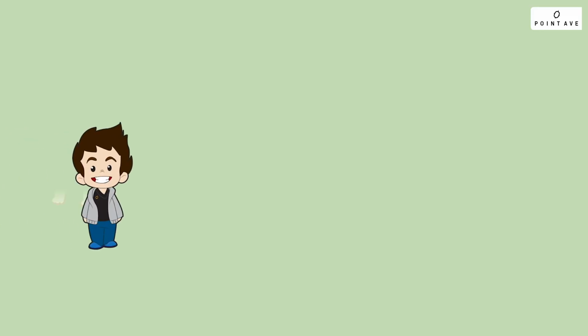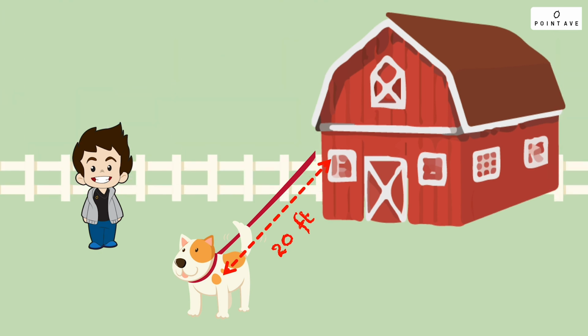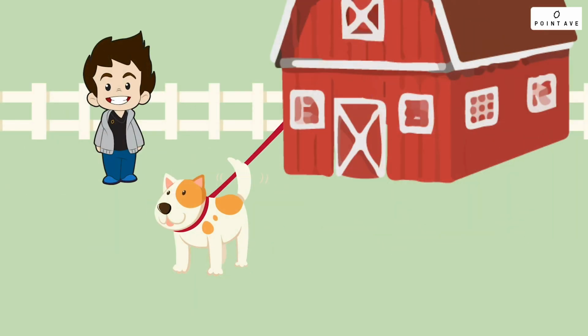Problems using arcs and sectors can make our life even harder for SAT circle problems, so let's do an example together. Pip ties his dog's 20-foot leash to the corner of a long fence and a barn, which extends 15 feet perpendicularly to the fence and extends 30 feet along the fence. What is the area that Pip's dog can walk while on the leash?